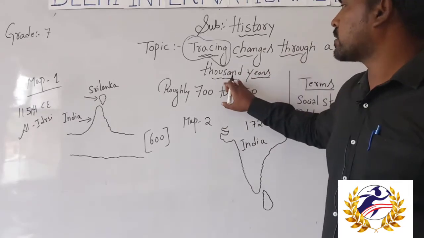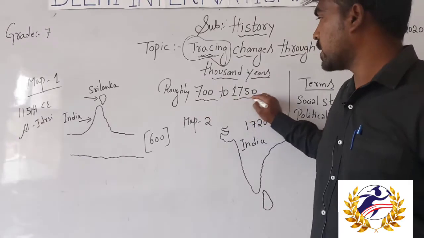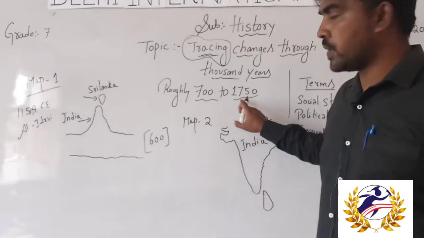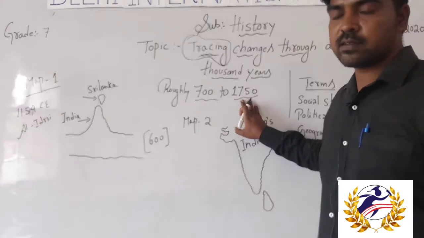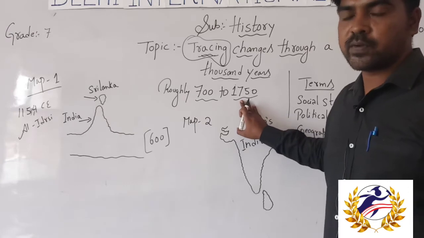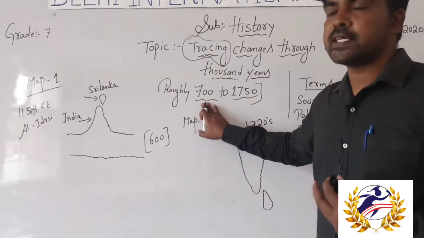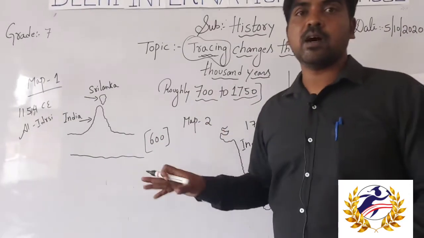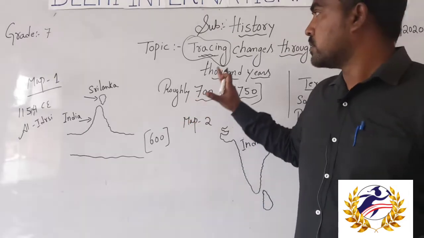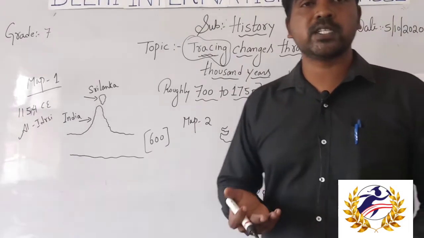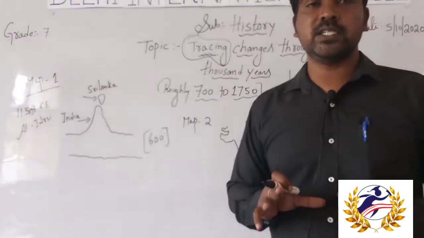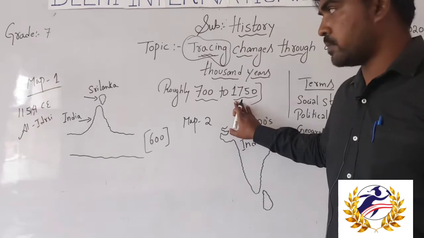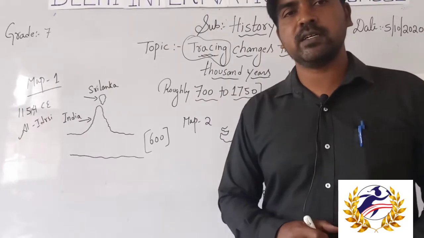So a thousand years means approximately from 700 CE, common era, to 1750, that is, from the 7th century to almost the 18th century. So how was our India? We are going to trace it in 7th standard. In Our Pasts II, we are going to focus only on the medieval age, roughly from 700 common era to 1750 common era.